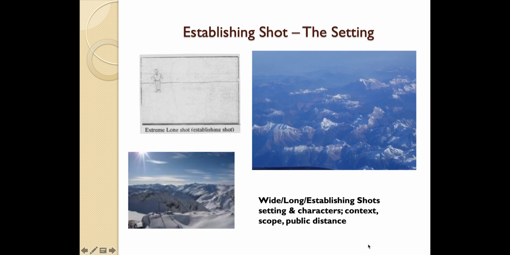So we're going to start with the first one, which we call an establishing shot, the setting. An establishing shot gives the viewer a sense of where they are. Here we have an example that we are in the Alps. So the audience then knows where they are, where the story begins, or where the story is located.